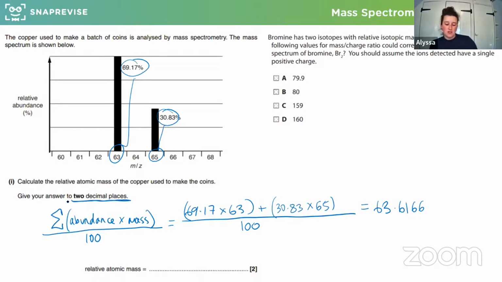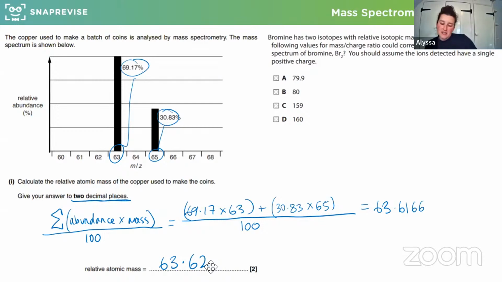It says give your answer to 2 decimal places. And when I go to write something on the answer line, I always go back and check. It's usually at the bottom of the question, so I always go back and check, have they asked for significant figures or decimal places. It's usually fairly easy to find. In this case, yes, they've asked for 2 decimal places, so that would be 63.62. Well done, everybody. Fantastic.